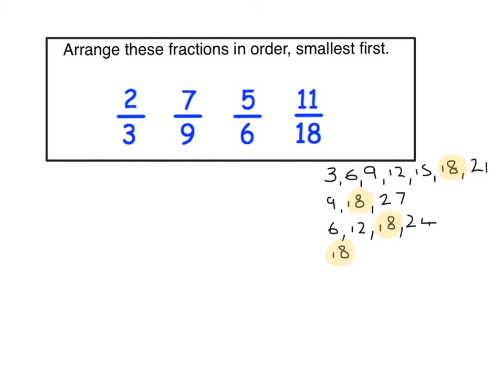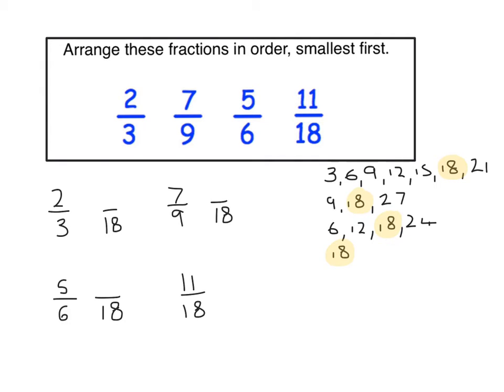So I'm going to change it so all of these fractions are going to have a denominator of 18. So 2/3 is going to become something over 18. 7/9 is going to become something over 18. 5/6 is going to become something over 18. And 11/18 is already something over 18, so that's going to stay there.